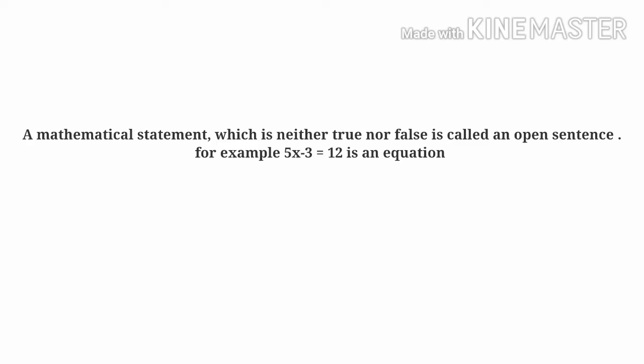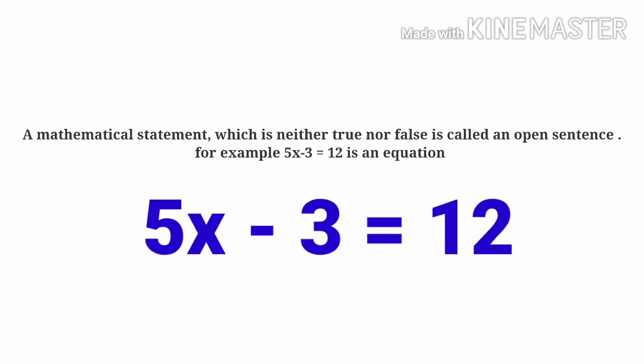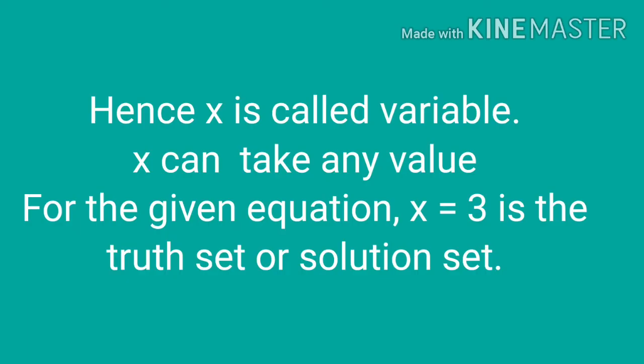A mathematical statement which is neither true nor false is called an open sentence. For example, 5x minus 3 is equal to 12 is an equation. Hence, x is called a variable. x can take any value. For the given equation, x is equal to 3 is the truth set or solution set.